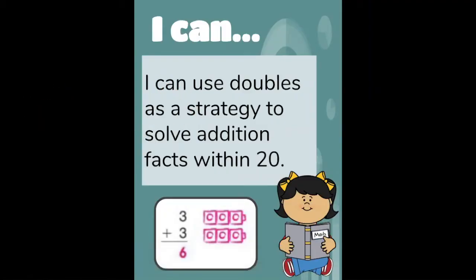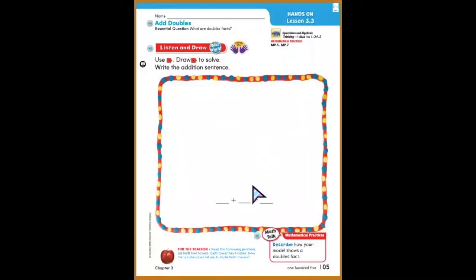Here is our I can statement for today's lesson. It says, I can use doubles as a strategy to solve addition facts within 20. Let's turn to page 105. On page 105, here are the directions. It says, use cubes. Draw cubes to solve. Write the addition sentence. We are going to use cubes and draw the cubes to solve the following math story.